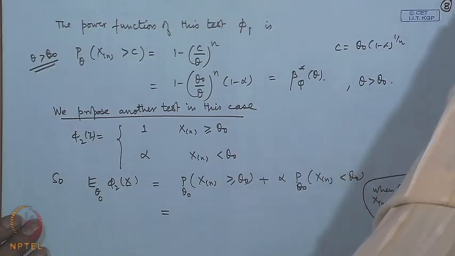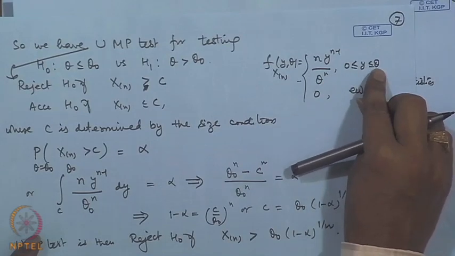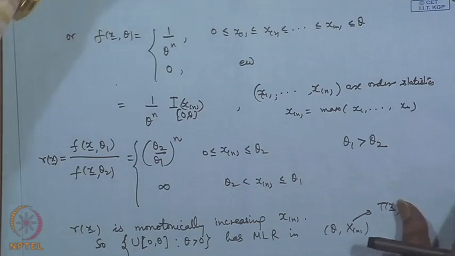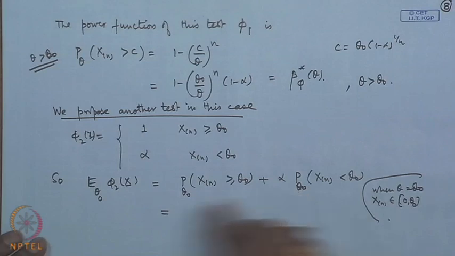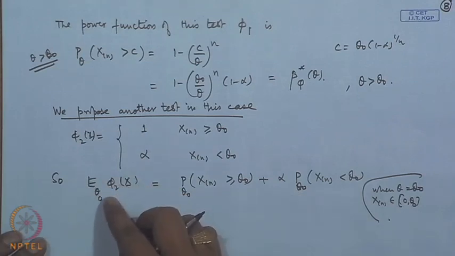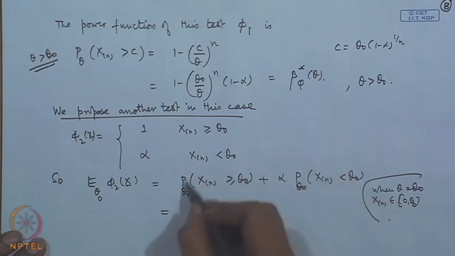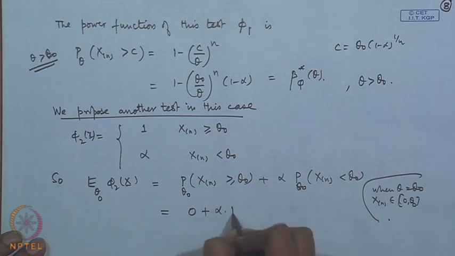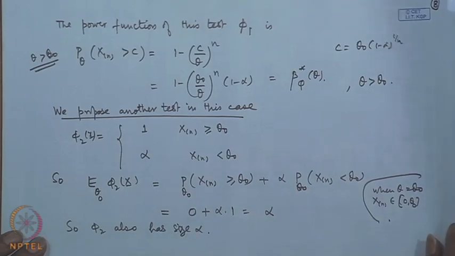Okay, because the distribution of x n is n y to the power n minus 1 by theta to the power n from 0 to theta. So, I have assumed here that theta is equal to theta naught is the parameter value, which is actually required to calculate the size of the test. So, this probability will be 1, whereas this probability will be 0. So, you will get alpha. So, phi 2 also has size alpha. Okay. Let us now look at the power of phi 2.